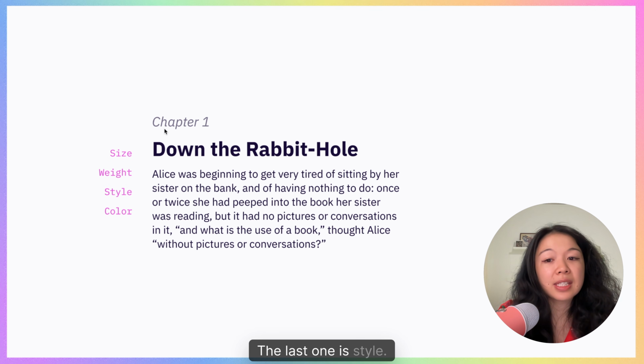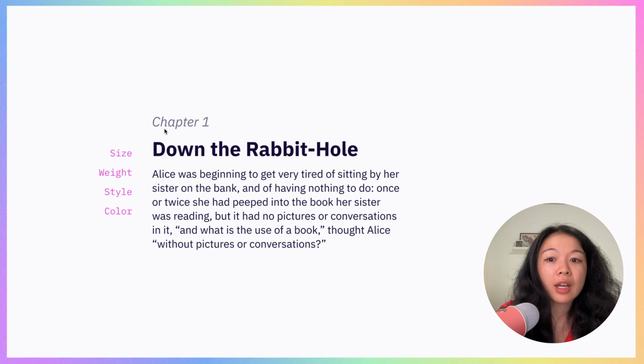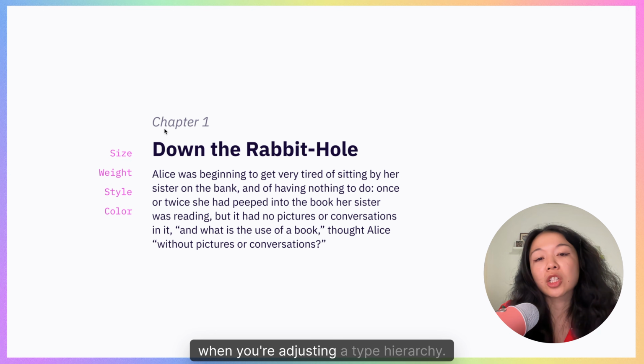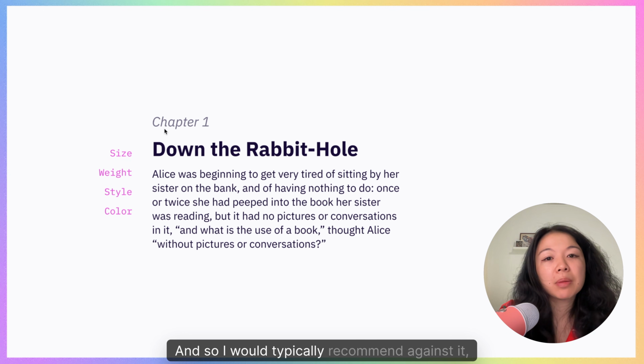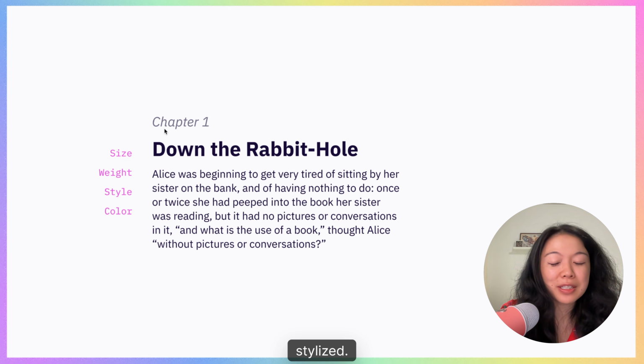The last one is style. I typically don't think you need to adjust style. Style is more of an optional element, I think, when you're adjusting a type hierarchy. And so I would typically recommend against it unless you're going for something that is hyper stylized.